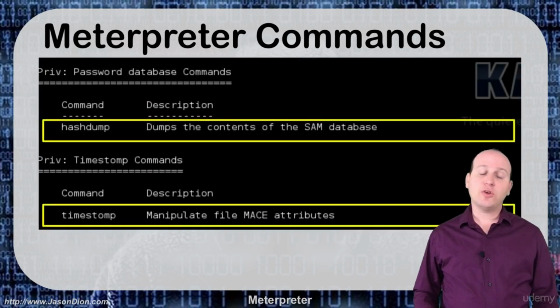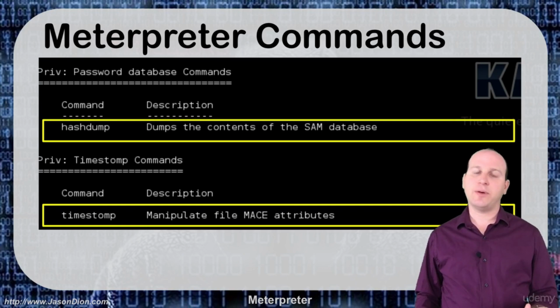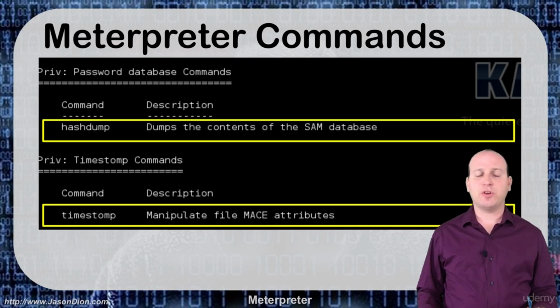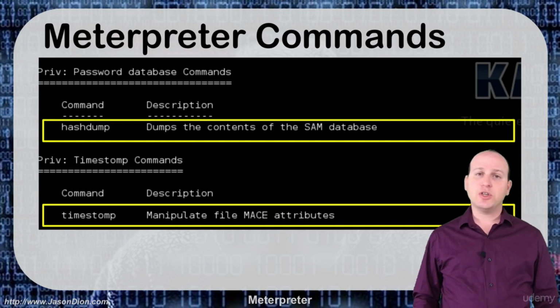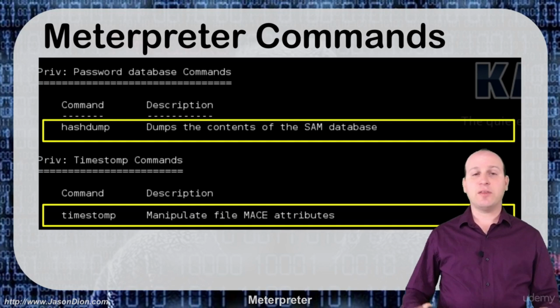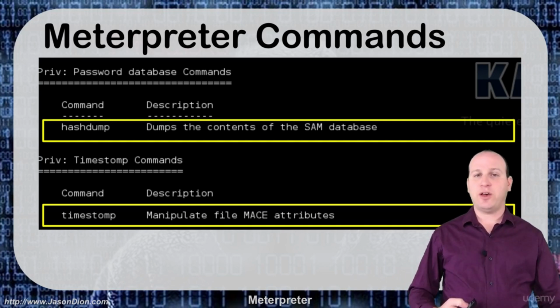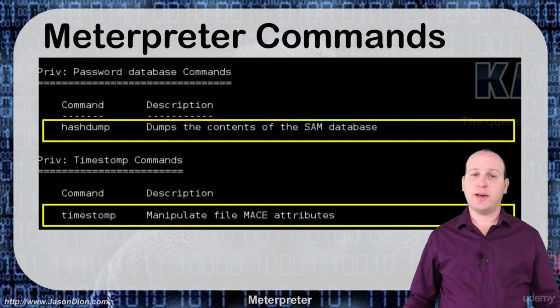So some other ways that we can elevate our privileges is we can do a hash dump. Hash dump is actually going to dump the contents of the SAM database. And we'll talk more about the SAM database when we talk about elevation of privilege later, but it's the way that Windows stores its credentials. So if I can dump the SAM database, I get the encrypted hash of all the passwords. I can then break those hashes and figure out what the passwords are. I now have additional accesses.